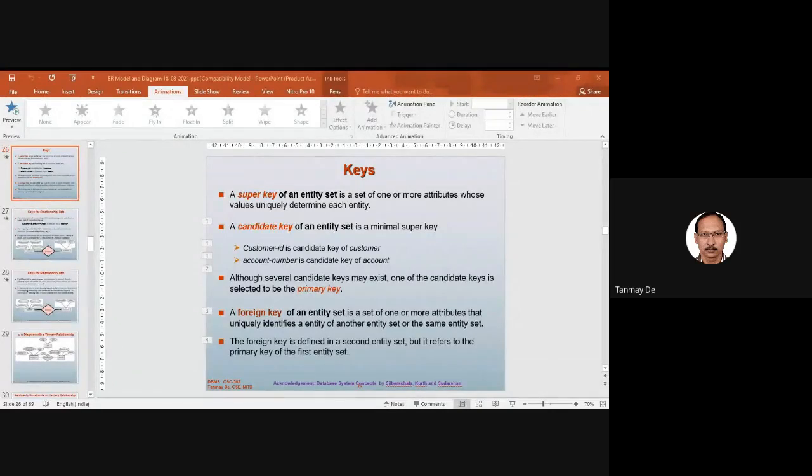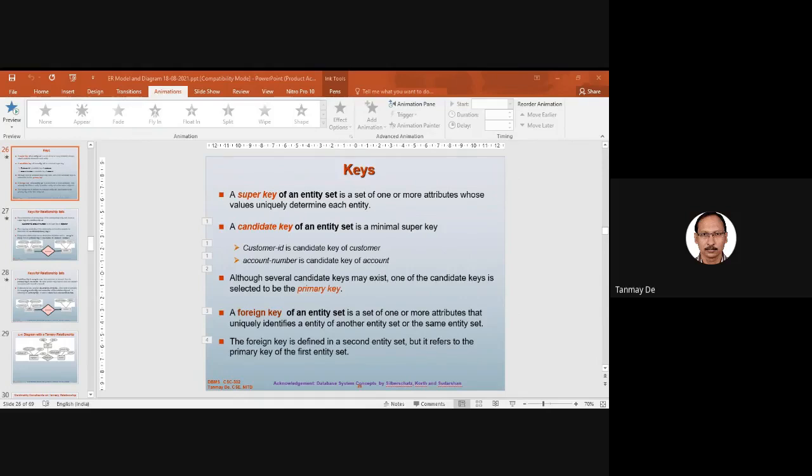For a particular entity set, there may be only one candidate key, or more than one candidate key is possible. If there is one candidate key, it is called the primary key. If more than one candidate key is there, then one of them can be chosen as the primary key by the database designer.